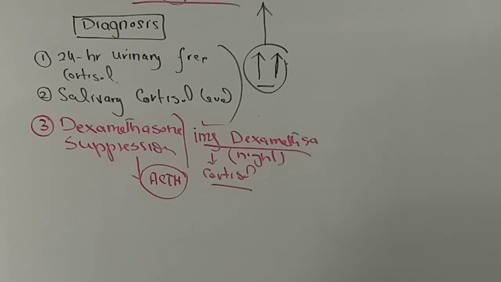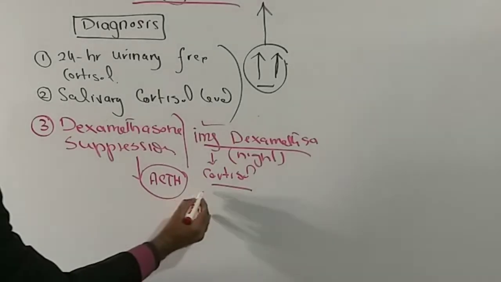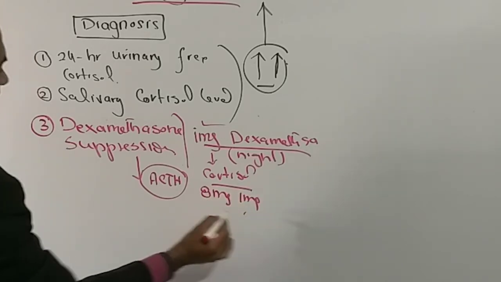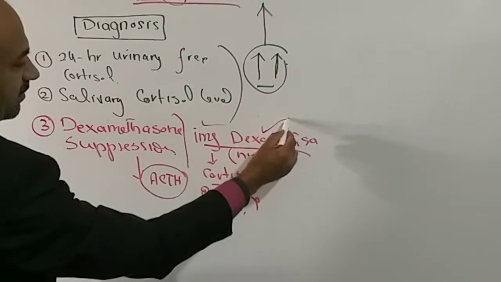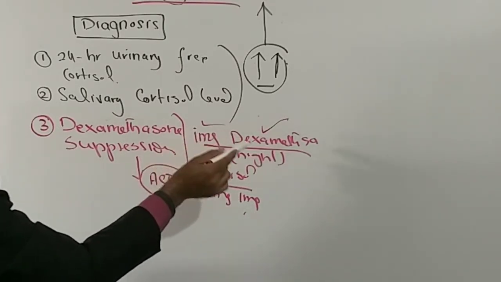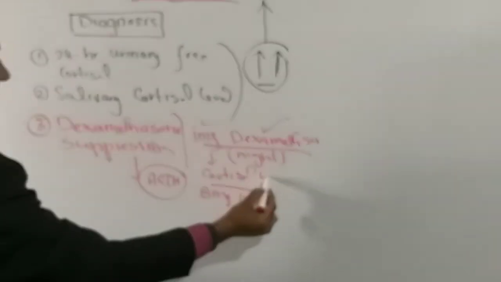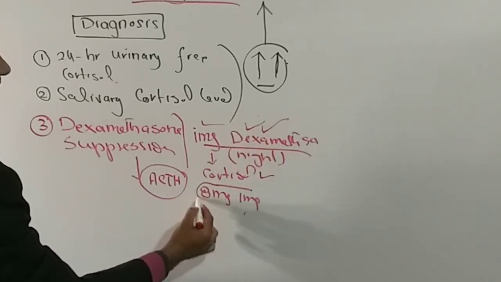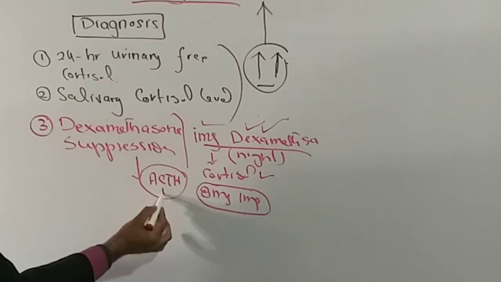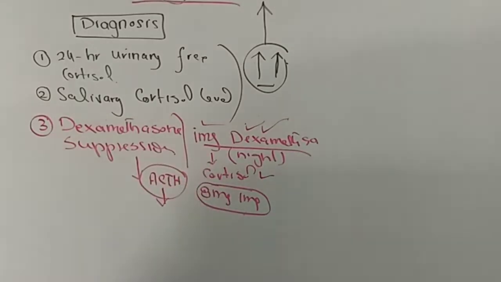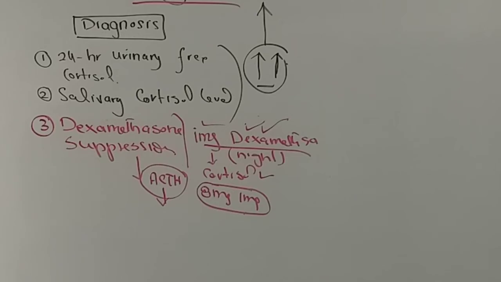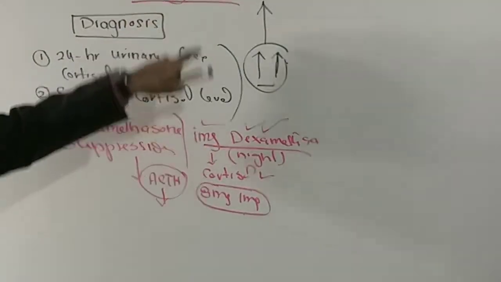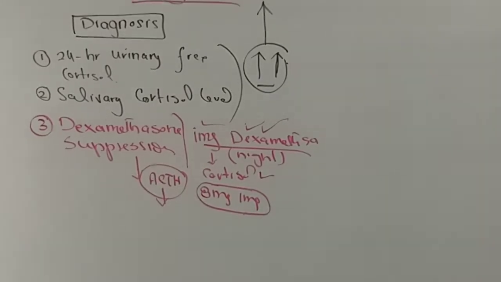Then in that case, we will give 8 milligram rather than 1 milligram dexamethasone. Because initially we give 1 milligram, it can be this morning cortisol may be suppressed either because of this, or if it is not suppressed, then we can increase the dose to check if the cortisol is raised because of ACTH. But normally, dexamethasone should suppress the morning cortisol level if person is not suffering from the Cushing syndrome.